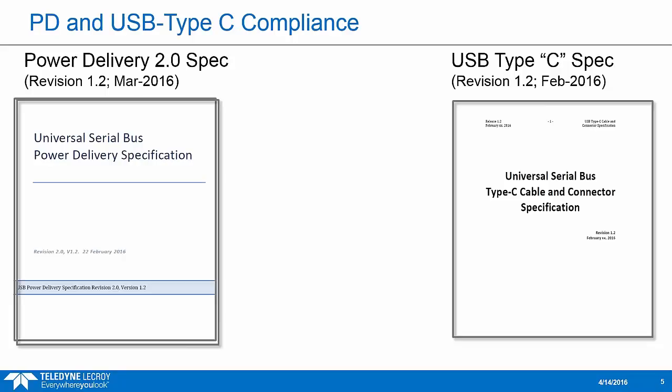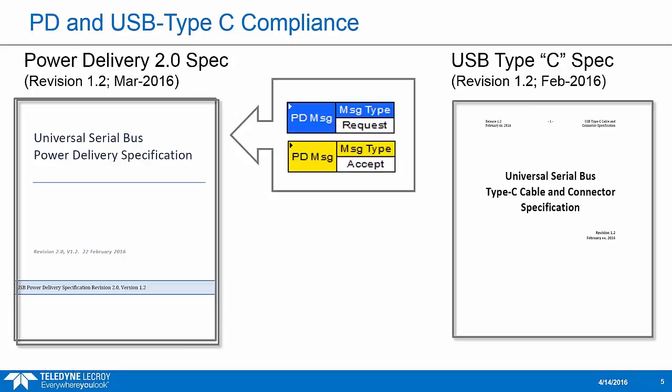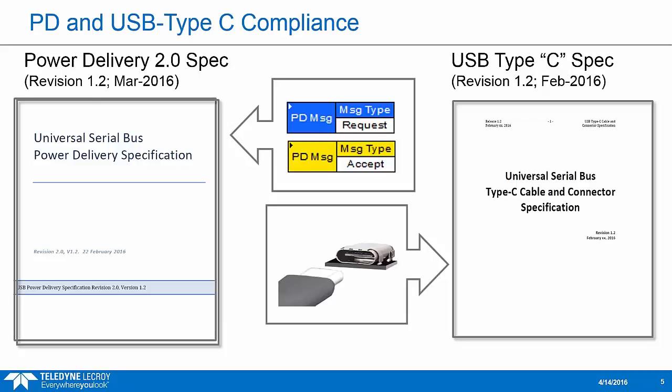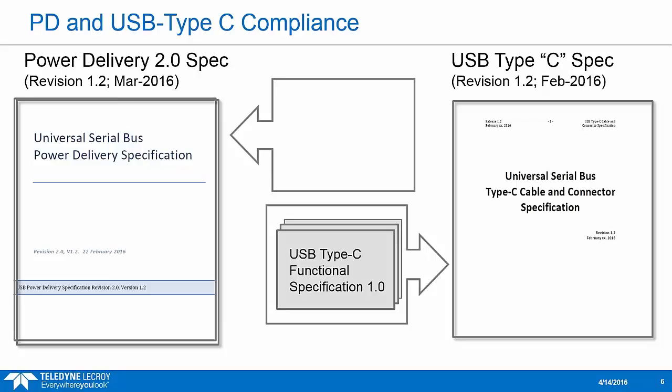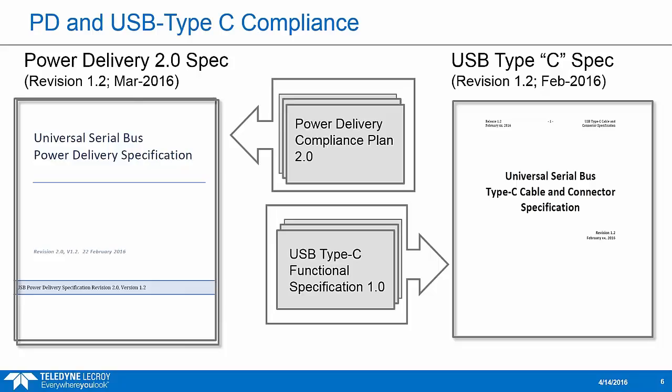Most of you already know that we have two separate specs, the Power Delivery 2.0 and the Type-C cable and connector spec. The PD spec addresses all the elements of the logical PD protocol like discovery, negotiation, role swaps. You'll find the electrical and mechanical requirements in the Type-C spec. So two separate documents, which is probably the reason we have two separate test specs. If you are a device with a Type-C connector, you're going to have to pass the Type-C functional spec. If you also implement power delivery, you'll need to pass the PD compliance plan.